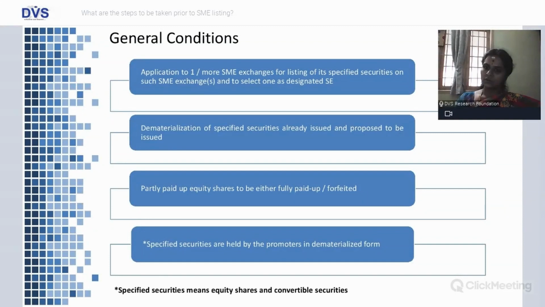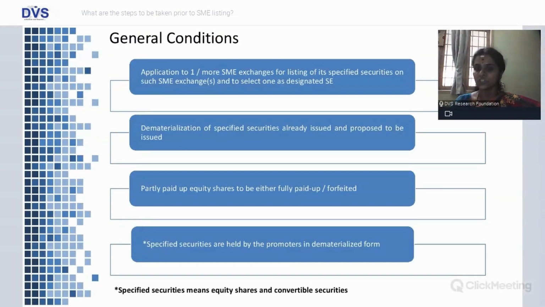Last week, we started with this chapter in ICDR and we studied Regulations 228 to 229, dealing more with the eligibility criteria. Today we are going to start with Regulation 230. Here it says: application to one or more SME exchanges for listing. Currently, we observed during the last session that there are two SME exchanges, the NSE Emerge platform and the BSE SME platform.